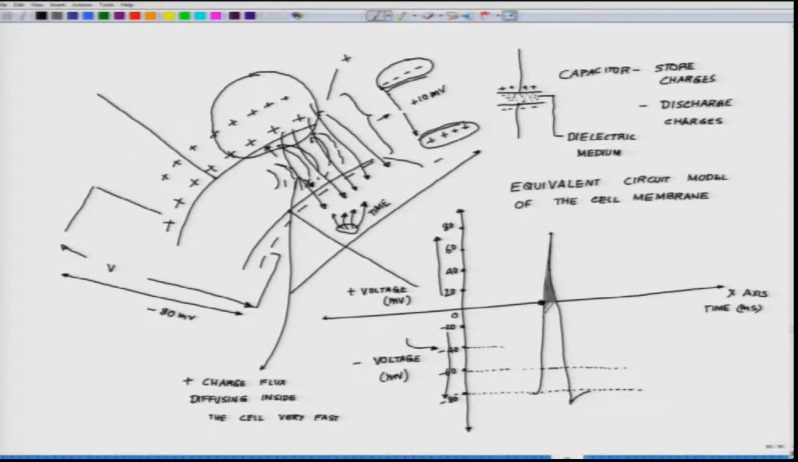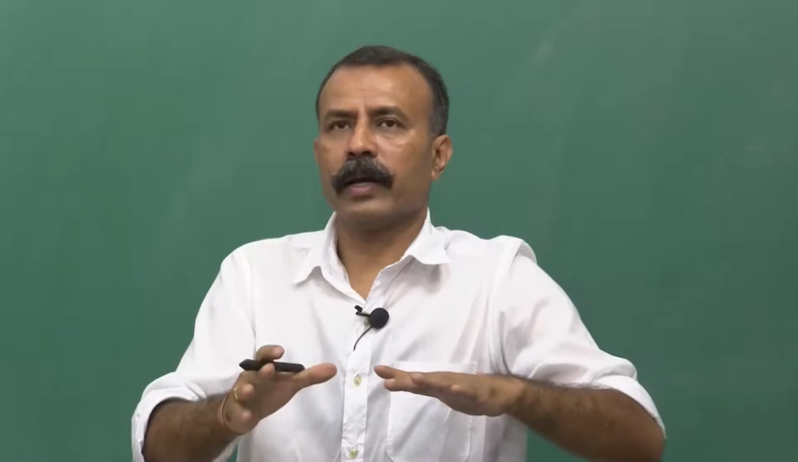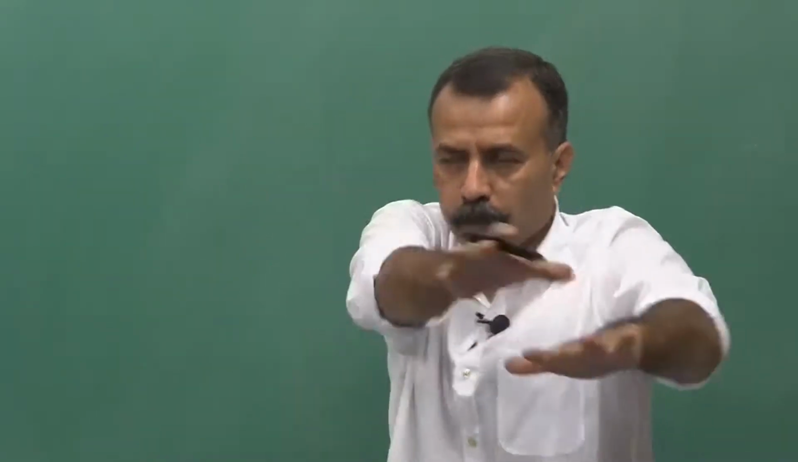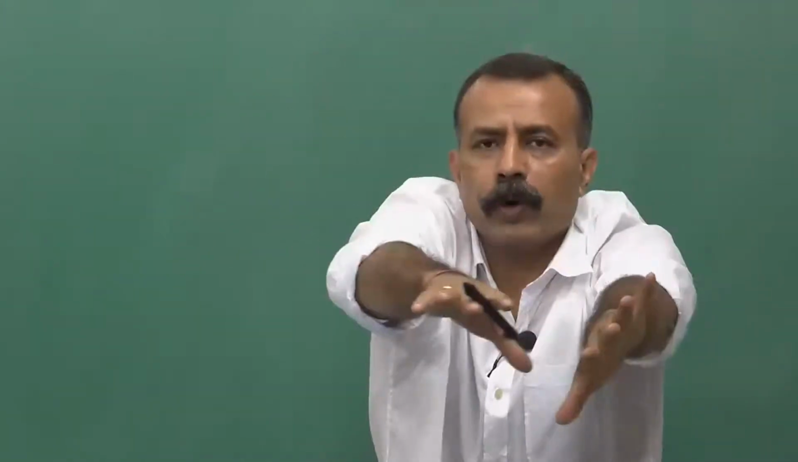Let me put a dotted line. This is the only part when it was positive, rest it is coming down. So, there is a positive charge flux diffusing inside the cell at a very fast rate, as if all of a sudden a lot of positive charge zooms inside it, like a wave, they came boom inside it.